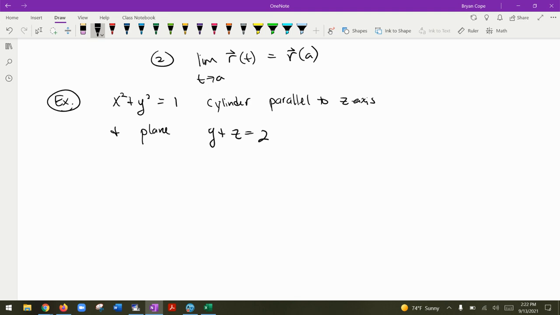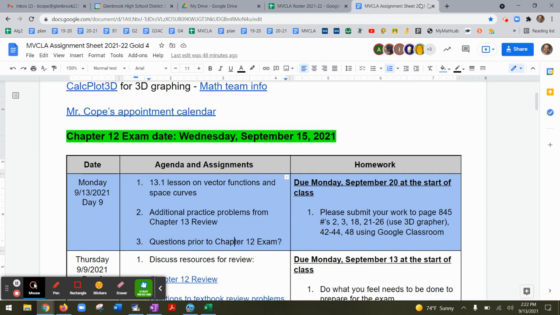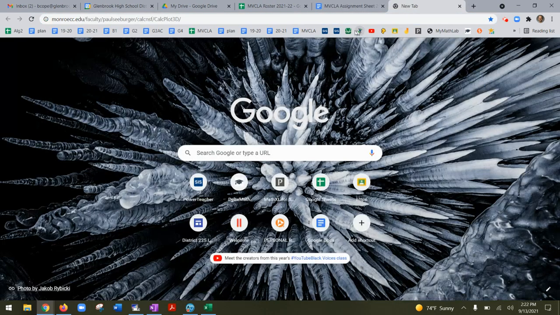The power of our CalcPlot 3D is we're going to have no trouble getting a visual of this. So let's go and do that, okay? We're going to look at the cylinder parallel to the z-axis and the plane y plus z equals 2. And we are going to look at a sketch.